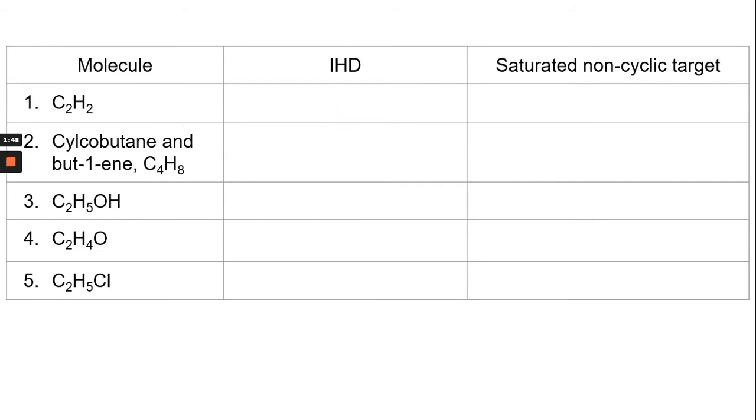C2H2, we have 2 carbons, so we would say 2 times 2, and then add 2 minus, and then the number of hydrogens is 2. And then we would divide by 2, and we would end up with 2. So this means that in order to make this saturated, we need to add 2 hydrogen molecules. So we're adding 2 H2s. So the non-cyclic target, then the saturated molecule, would be C2H6: 2 hydrogens from the initial, and then we're adding 4 more hydrogens.